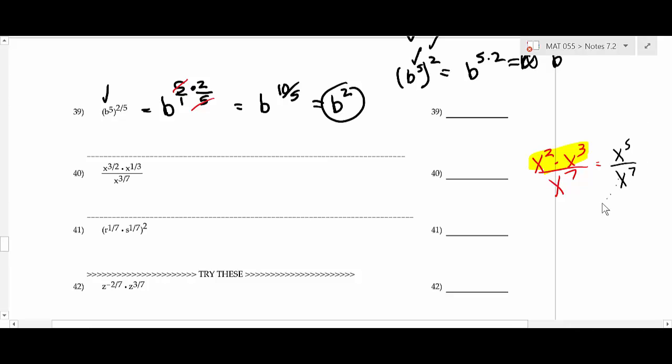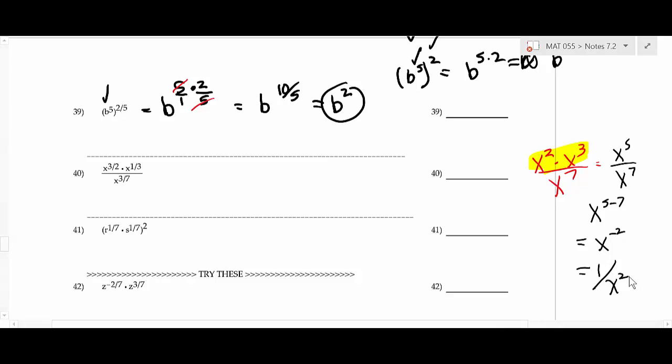Or you could do this. You could subtract the exponents, which would give you x to the negative 2, correct? But then what do you do with that negative exponent? You move it to the bottom, right? Okay, so that would be the way that you would do the problem. And we're going to take exactly the same approach with this, except we have fractions.